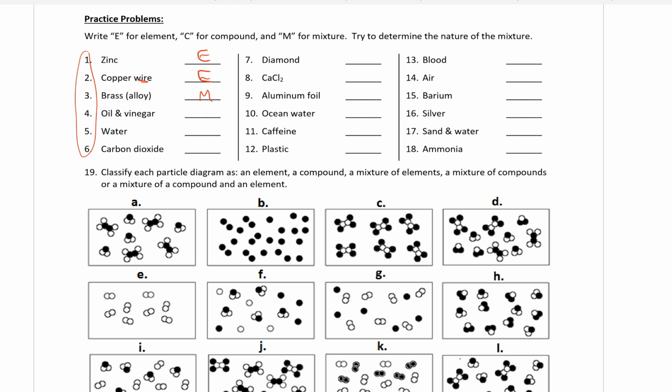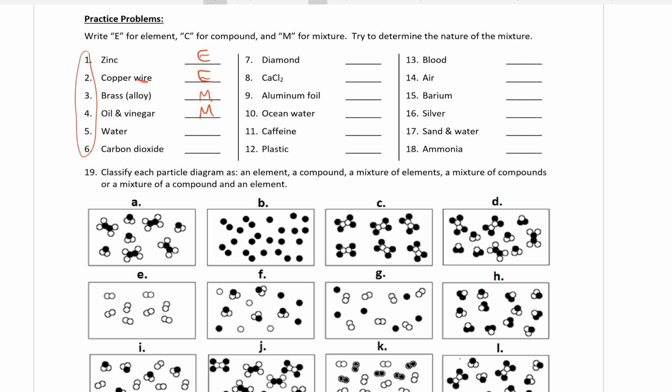Oil and vinegar, maybe something like a salad dressing, also a mixture. You could probably make an argument for homogeneous or heterogeneous. If you just shake it up right away, immediately it may look fairly homogeneous, but if you give it a chance to settle, the oil and the vinegar will separate out due to differences in polarity and density, two topics that we'll cover a little bit later, and it's going to look heterogeneous.